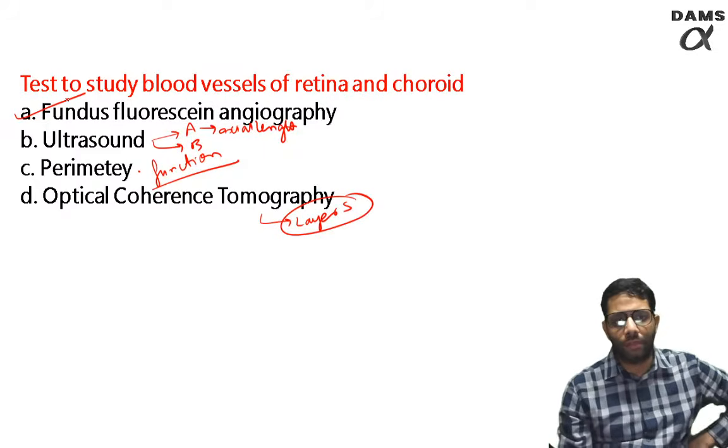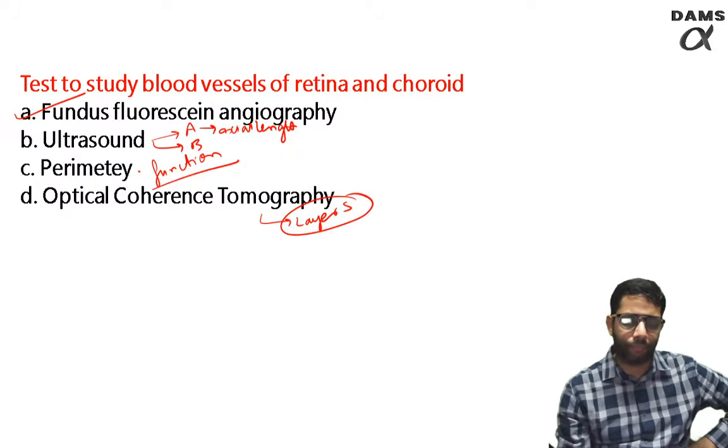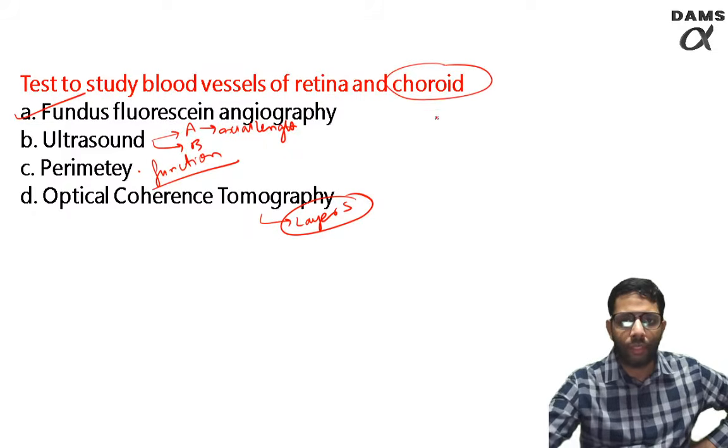Angiography, fluorescein angiography, tells about the blood vessels of the retina and choroid. There is another angiography which particularly tells about the choroid. Which one tells only about the choroid, not about the retina? That is indocyanine green angiography.